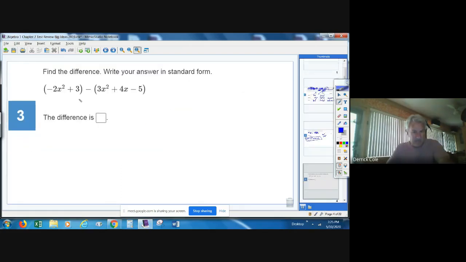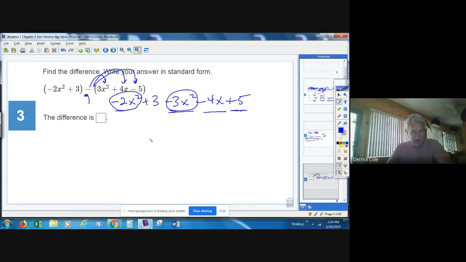All right. Find the difference. Subtract. Make sure you distribute this negative. All right. Distribute. Negative 3x squared. Negative 4x. A negative and a negative make a positive 5. So now I can combine like terms. Negative 2x squared, negative 3x squared, negative 5x squared. They're gone. All right. I only have one x. It's a minus 4x. It's gone. And I got a 3 and a 5, so I got plus 8.